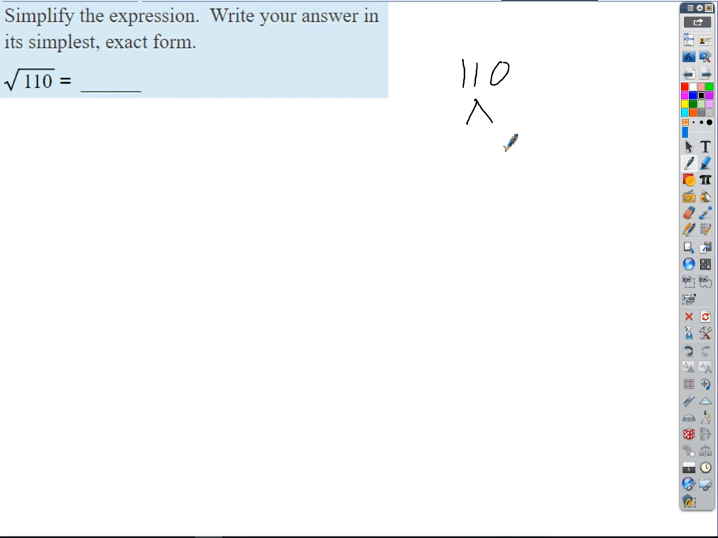Let's factor 110. What's 110 work out to be? 11 and 10. What's 10 break up into? Are there any couples at all? No, they're all singles. So the square root of 110 is just the square root of 110. Nothing came out. Okay, that is a simplified form.